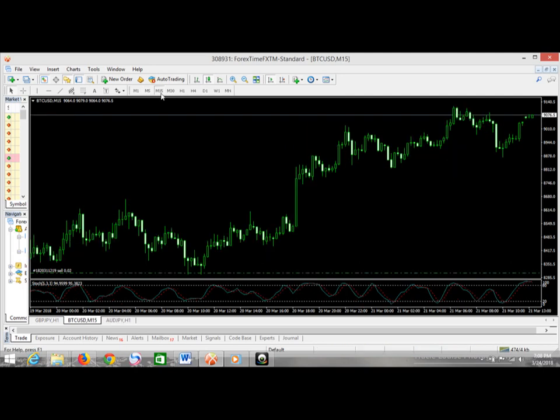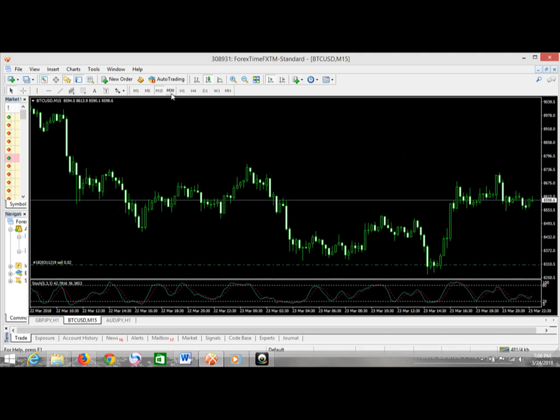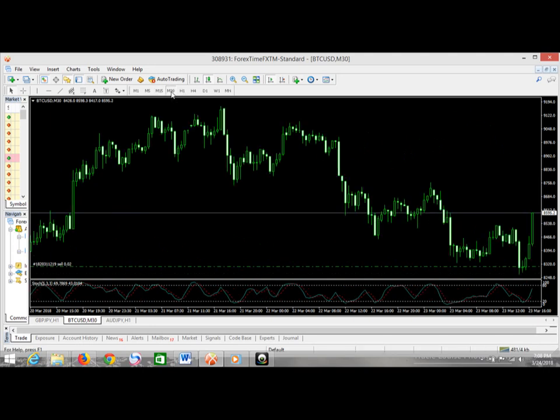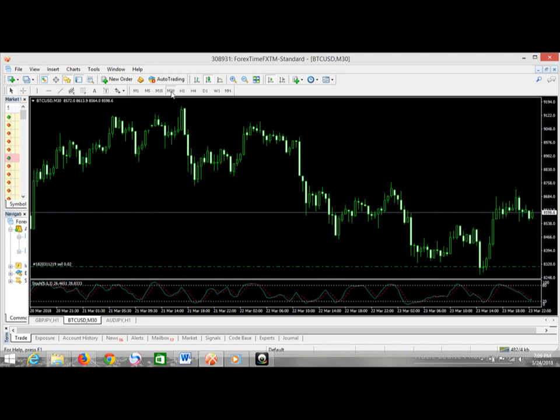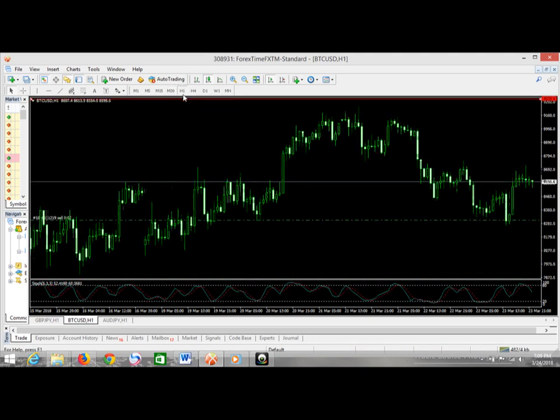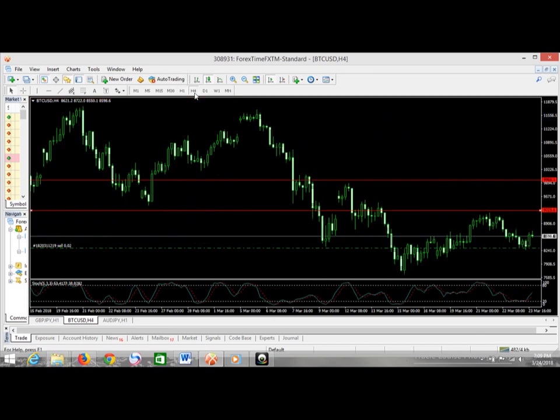The same thing goes for the 15 minutes. Any candlestick here is under 15 minutes. The same thing goes for the 30 minutes. Any candlestick you see here is 30 minutes. The same thing goes for 1 hour, 4 hour, and daily.